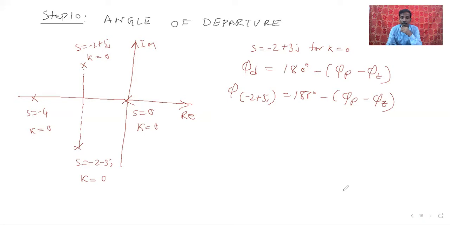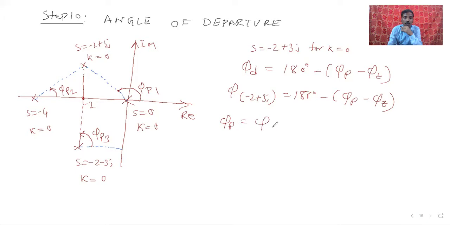So what is the first case? First, draw one projection from this point to S equals 0 point, and this point to S equals minus 4 point, and draw parallel to the real axis. In this case, this is the phi p1 angle, and this angle phi p2 with respect to pole minus 4, and this angle phi p3, and this is the point minus 2. Then calculate phi p. Phi p equals phi p1 plus phi p2 plus phi p3.